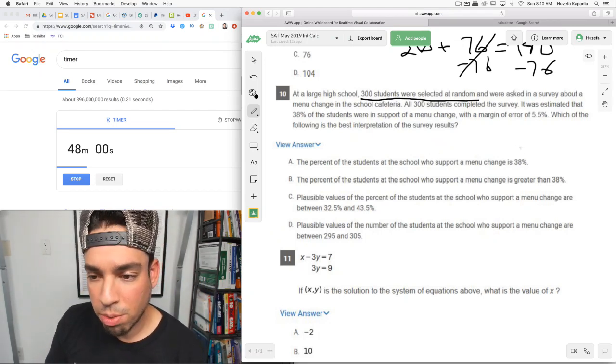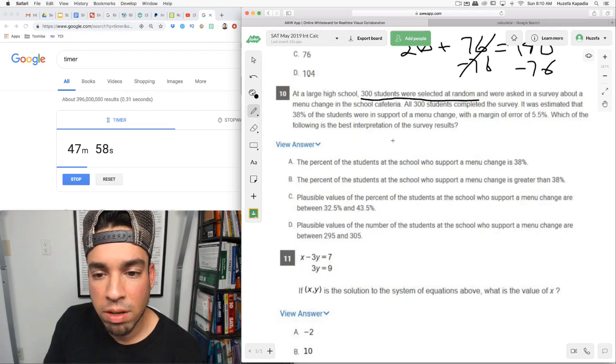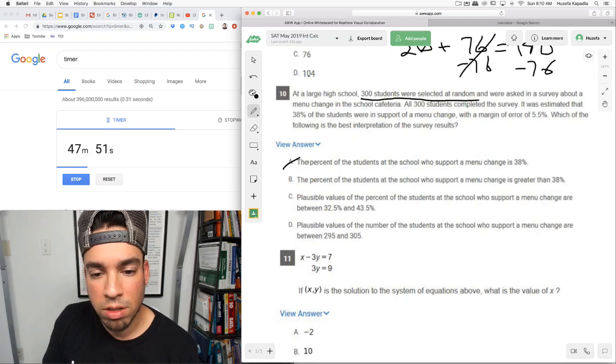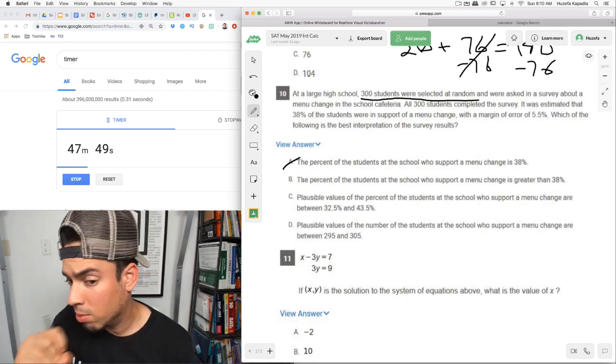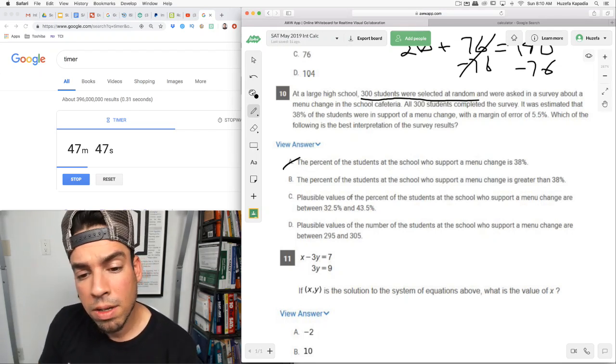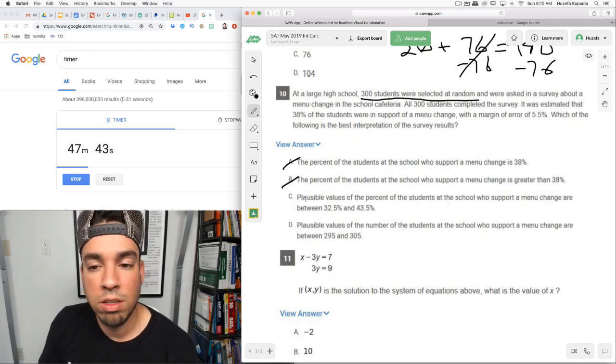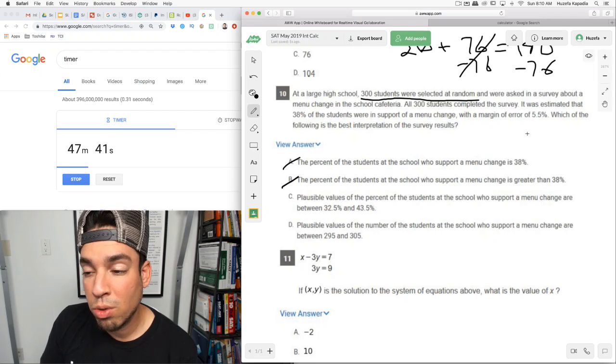38% of the students were in support of a menu change with a margin of error of 5.5. Okay, got it. The percent of the students at the school who supported the menu change is 38%. No, that's too definite. We can't say that. The percent of students at the school who supported the menu change could be greater, or not necessarily, could be less. The margin of error swings both ways, right?